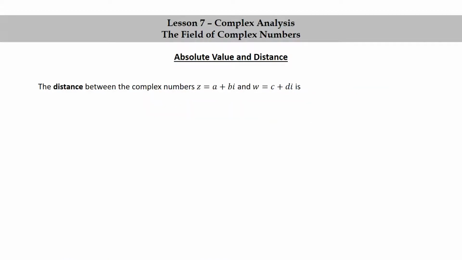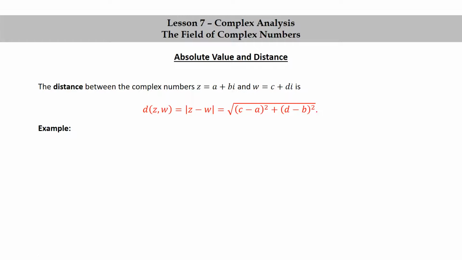The distance between the complex numbers z equals a plus bi and w equals c plus di is the absolute value of the difference z minus w, which can be written as the square root of the square of c minus a plus the square of d minus b.